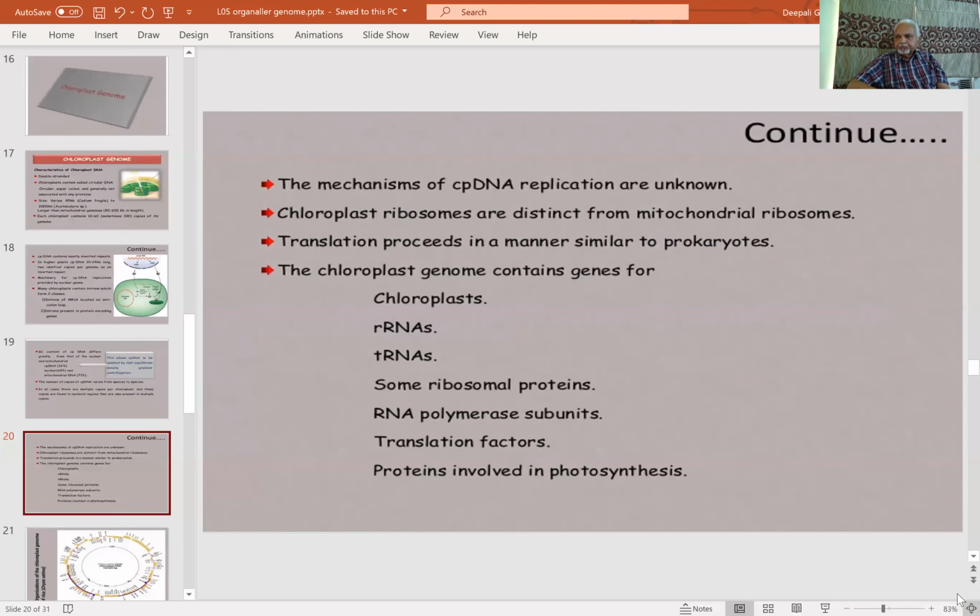And the translation machinery of chloroplast is very much similar to the prokaryotes, and its genome contains genes responsible for rRNA, tRNA, some ribosomal proteins, RNA polymerase subunits, translational factors, and the proteins involved in photosynthesis process. So it has a whole lot of genes on its genome.